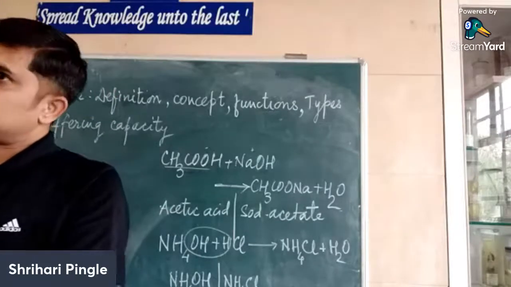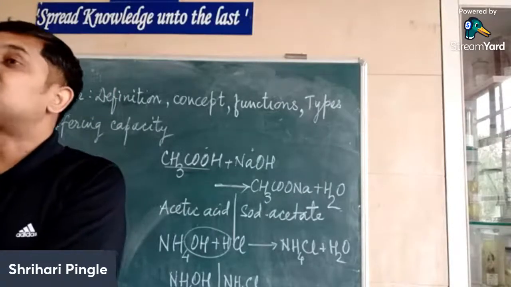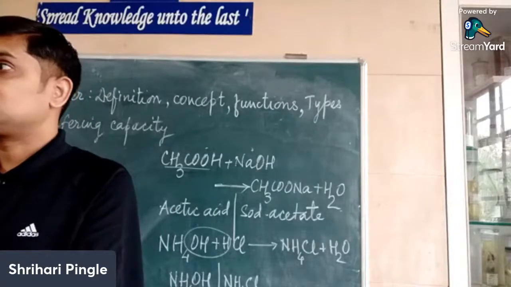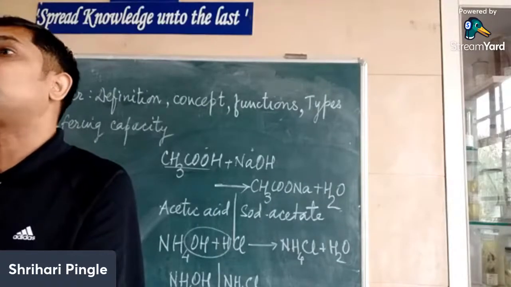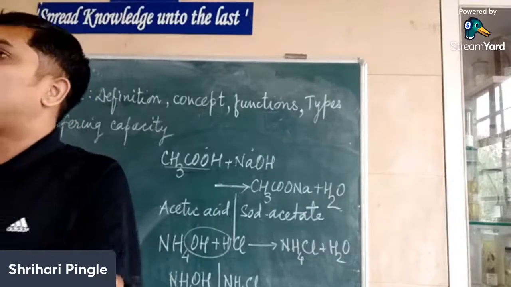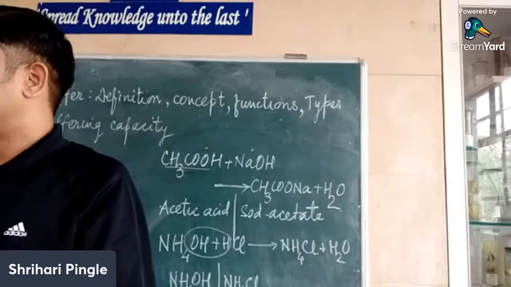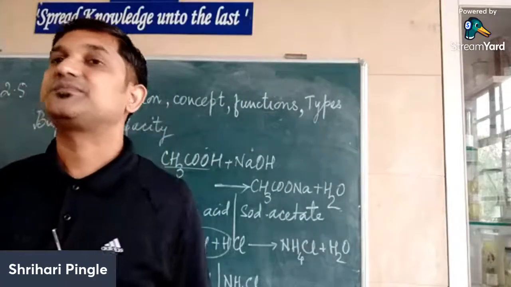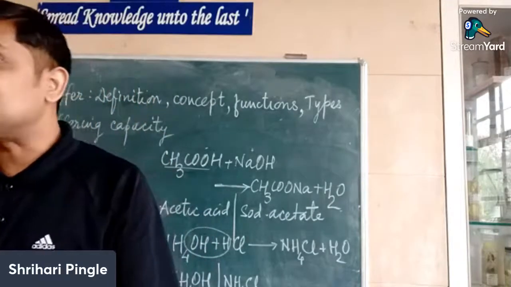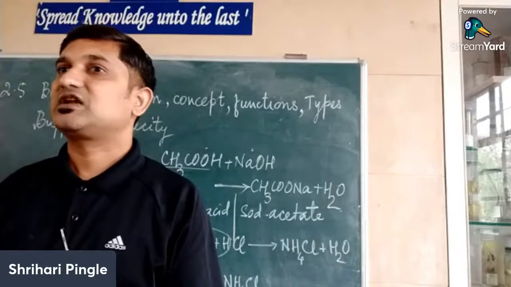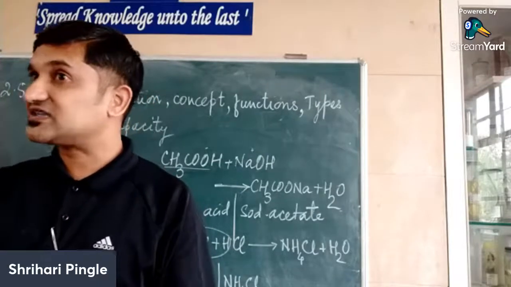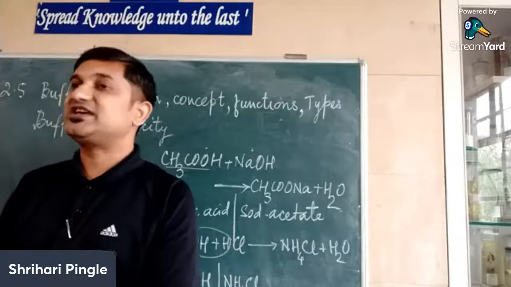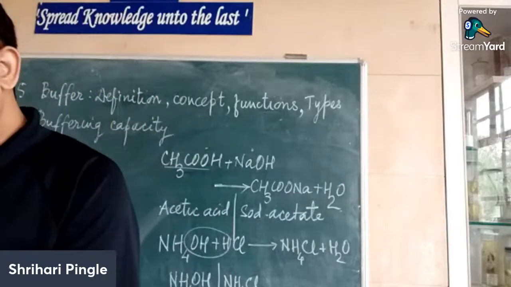Understand? Salt and acid, or salt and base, which resists. And you understood what is the meaning of resist. So if I am a 6.8 pH solution, I do not want to be 6.7 or 6.9. I want to remain 6.8. That is resistance. I do not want to change. Which resists the change in pH. And when you write pH, ensure that you are writing small p, capital H. Yes, good. So this is change in pH on dilution.